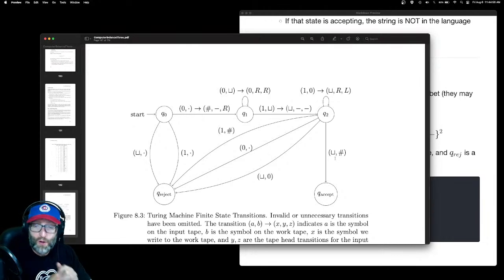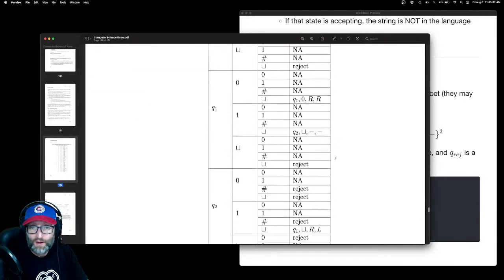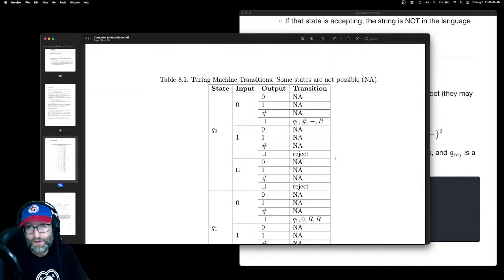It's so low level that we have to come up with every single possible transition. And here is what the transition table would look like. Some of the transitions are not even possible. And so we immediately say we're not there. So if I start out in the first state here and I see a 0, and on the output tape I see a 0, well, that's an invalid transition.